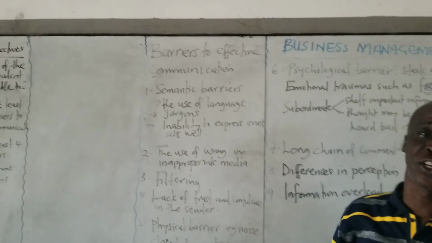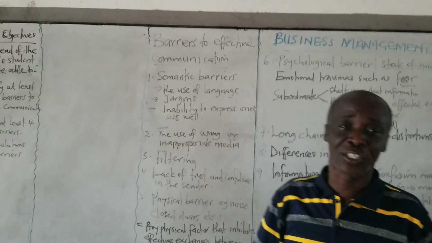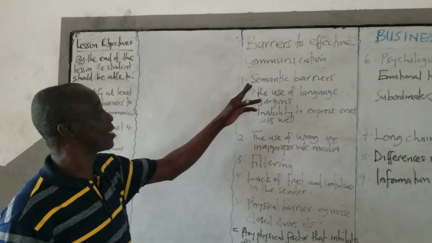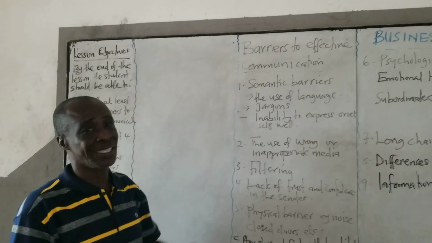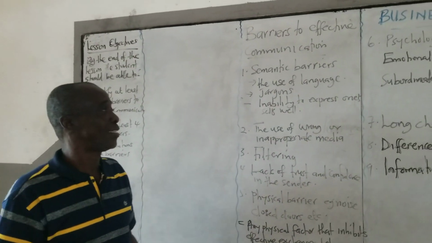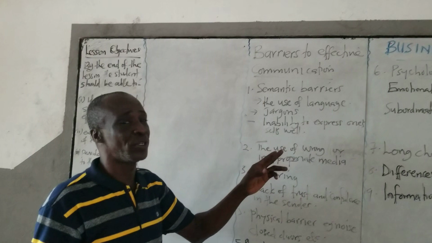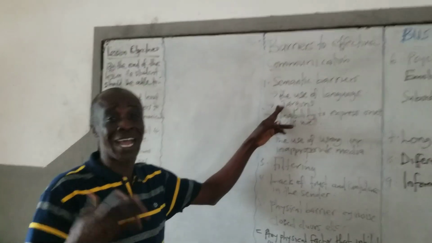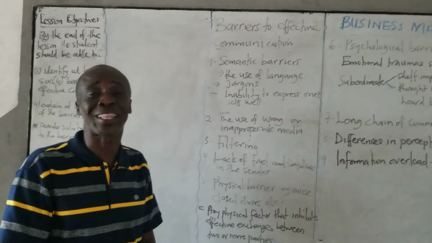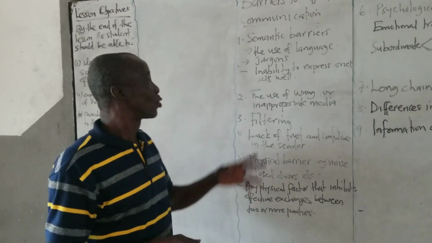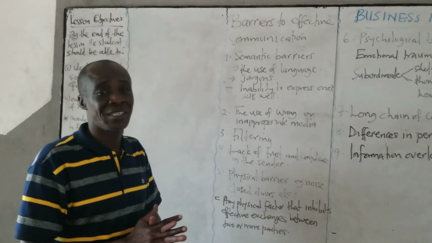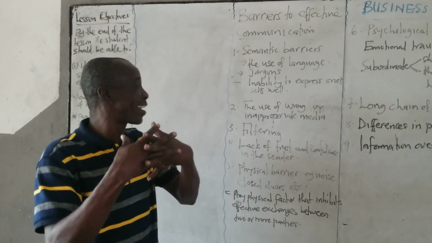Barriers to effective communication. The first barrier is very simple, straightforward. If you are doing language, you have what they call semantics. So you say semantic barriers. It has something to do with the use of words. So that's why I said the use of language, the use of words. If you use jargons, as we have already learned, the receiver, your audience, will not understand whatever you are saying. So you must avoid the use of jargons. If you don't use appropriate words, the information that is sent will not be understood.